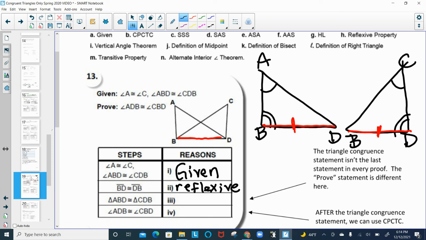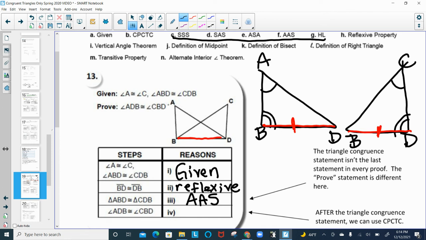All right. So now step 3, we have triangles are congruent. So remember, we're going to want one of these 5 things. And what do we have? Let's take a look. We have A, S, S. And that's letter F again.